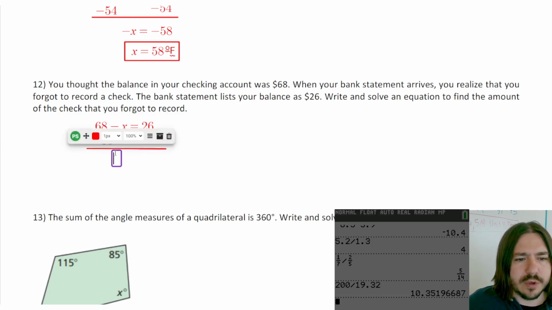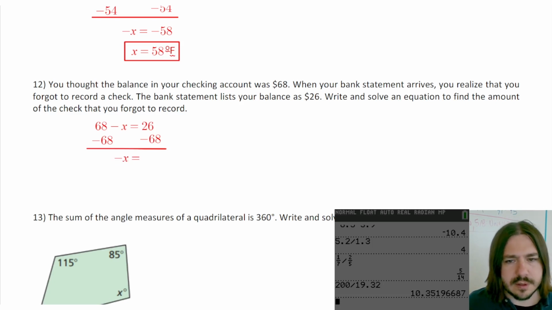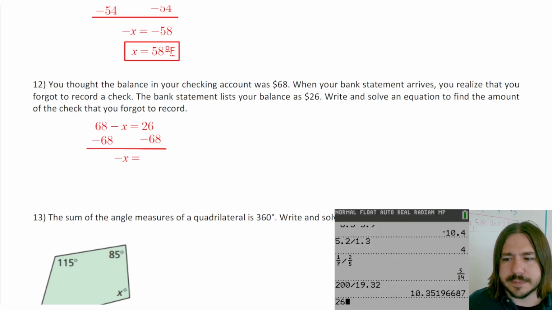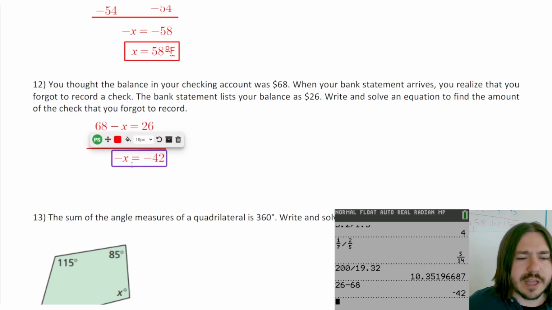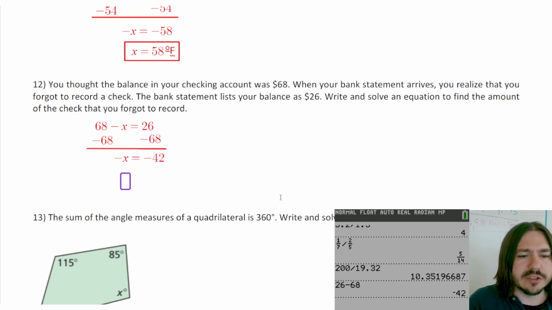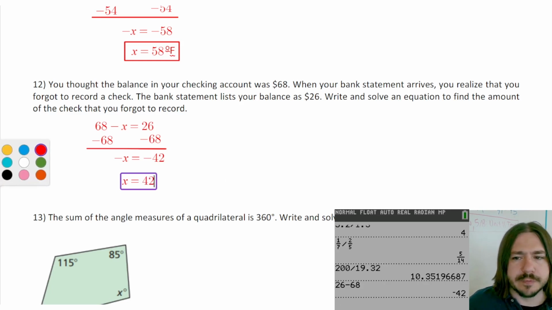And so that'll leave me with negative x equals, and then I'm going to go to the calculator here. We've got 26 minus 68, negative 42. Okay, and just like with the last problem, if you want to get rid of that negative sign, you can just multiply both sides by -1, which will make that 42 positive.